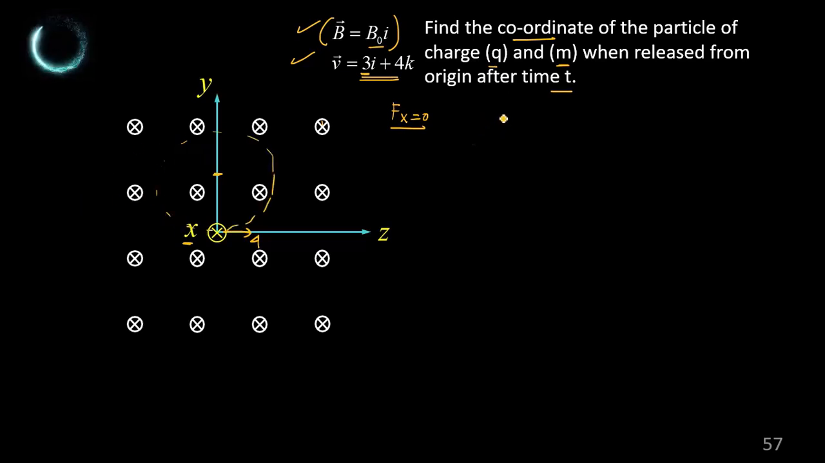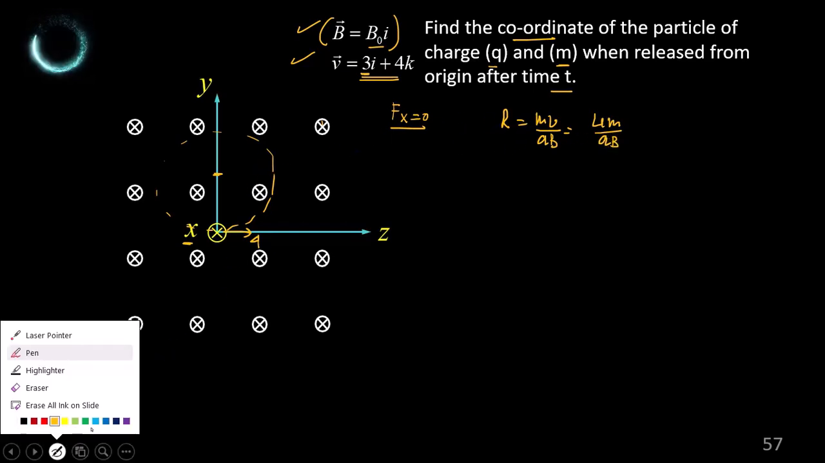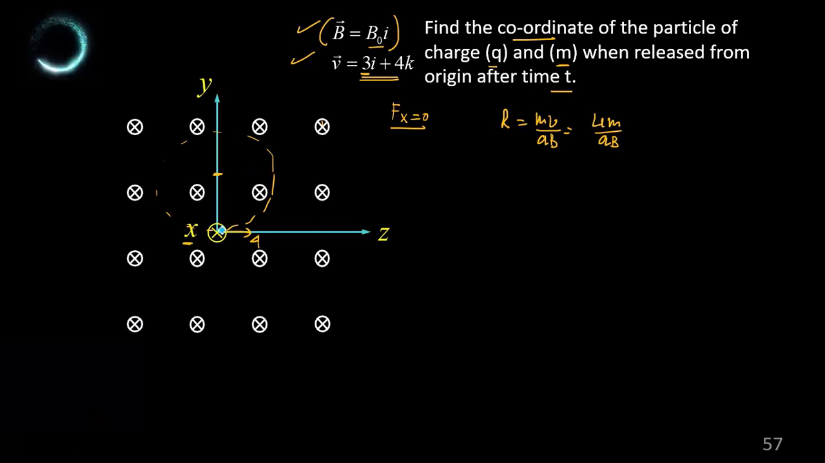So what is the radius of the circle? The radius of the circle is equal to mv by qB. This is the formula. Now v is 4, so 4m by qB is the radius of the circular track. Because of this circle, I know that the particle is moving in this direction. Let us say at any time t the particle is over here. So this angle is how much? It is omega t. Corresponding to that, what is the y component? The y component should be equal to r into 1 minus cos omega t.